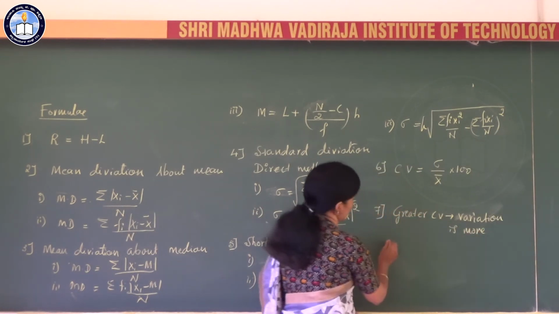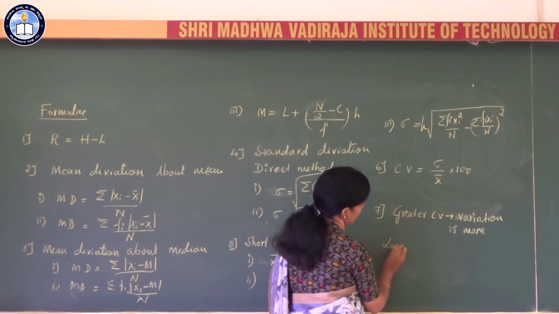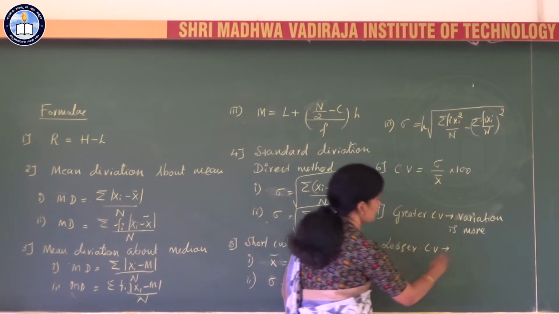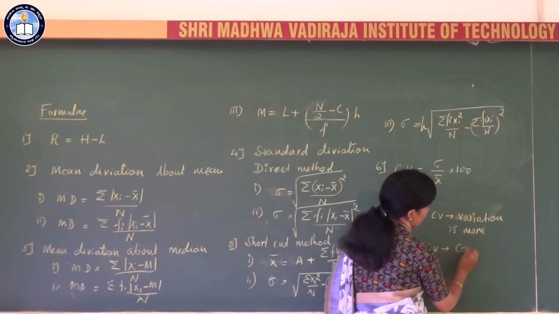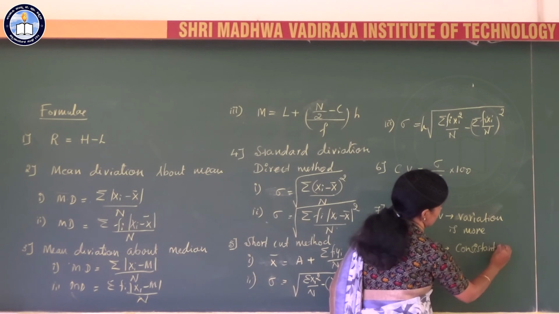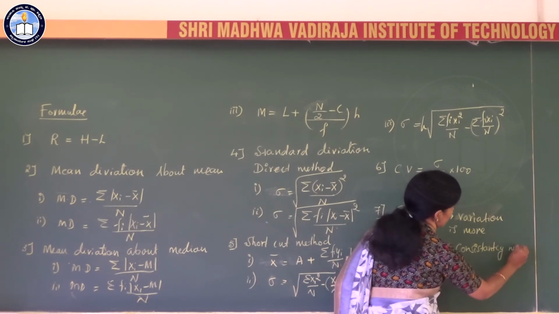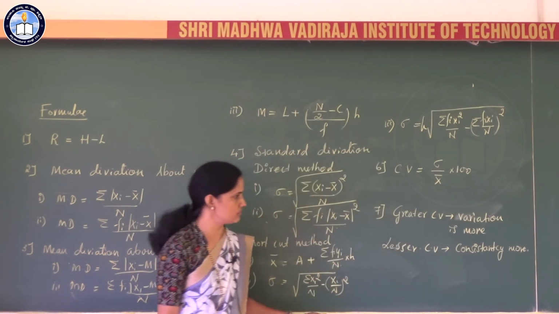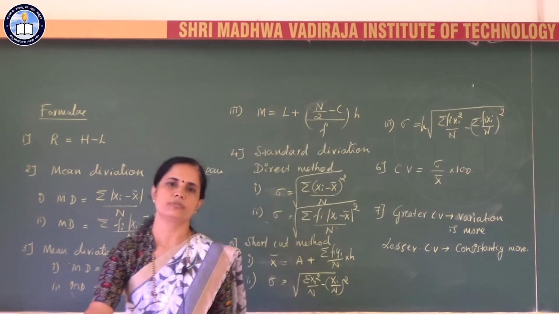And the next concept is lesser CV. Lesser is the CV, which implies consistency is more. Variation is less. Variation is less means what? Consistency is more. So this is the method how you summarize the whole chapter, so that you may remember it for your exam.